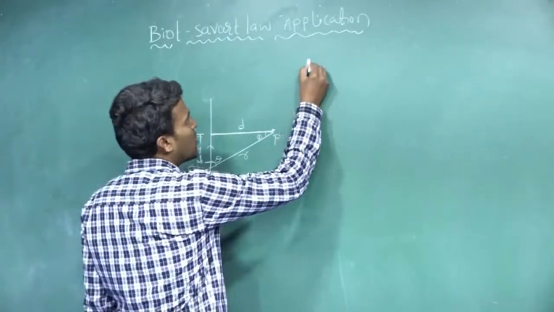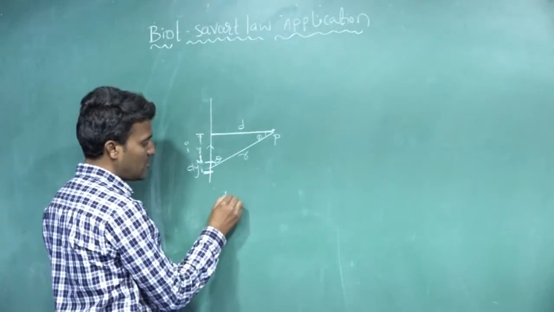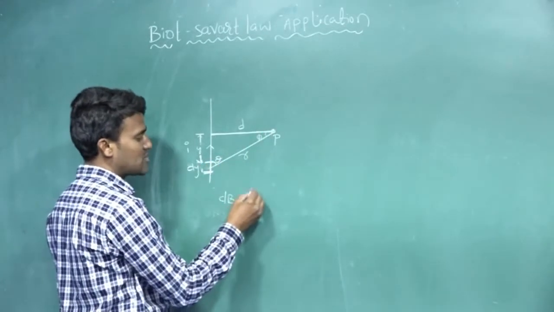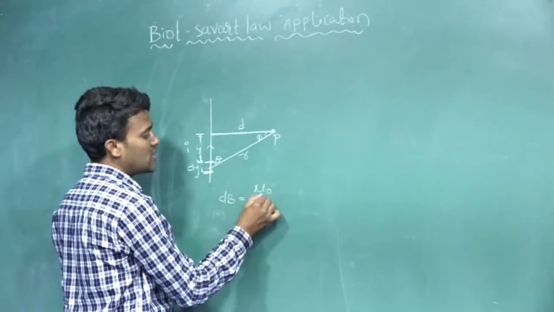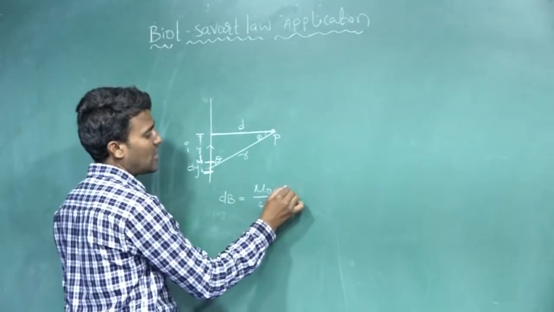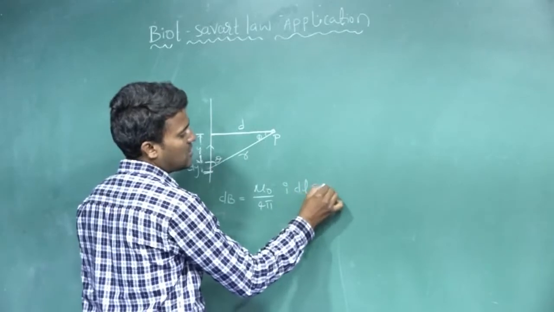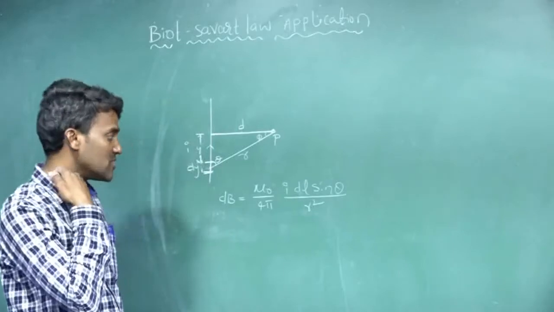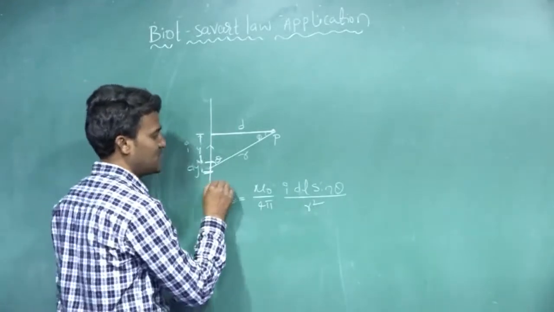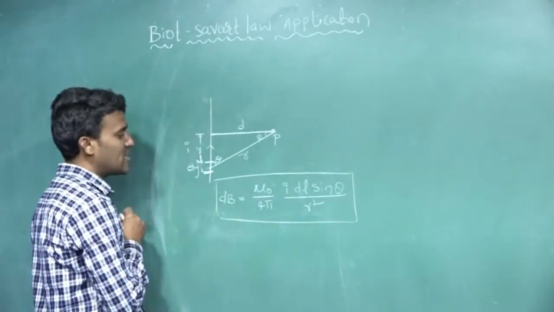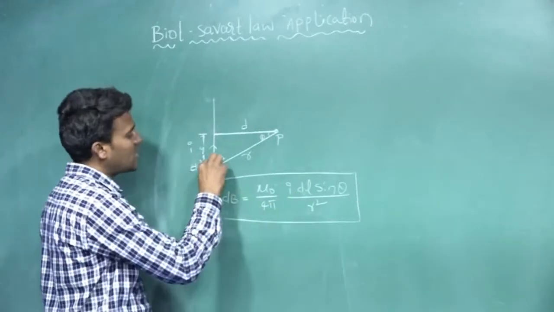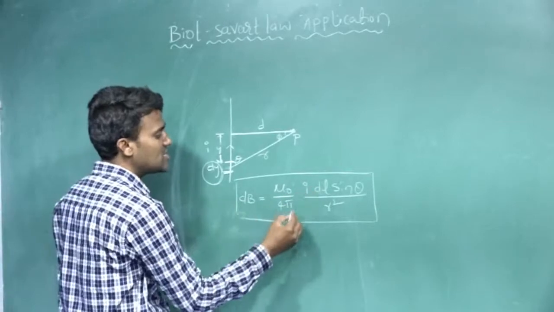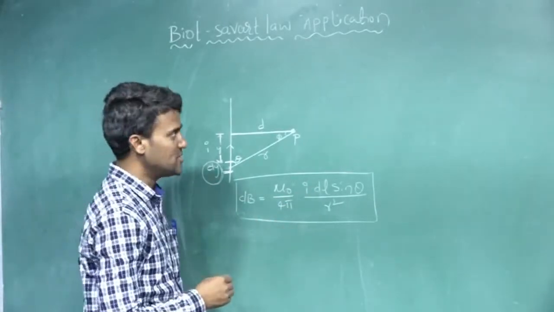Now we know the Biot-Savart law equation, dB, the magnetic field at a point P due to the small element. First I am writing mu naught by 4 pi, I dl sin theta divided by r square. Actually this is the formula, but according to the diagram, the length of the element, which I have named dy, so dl is equal to dy.